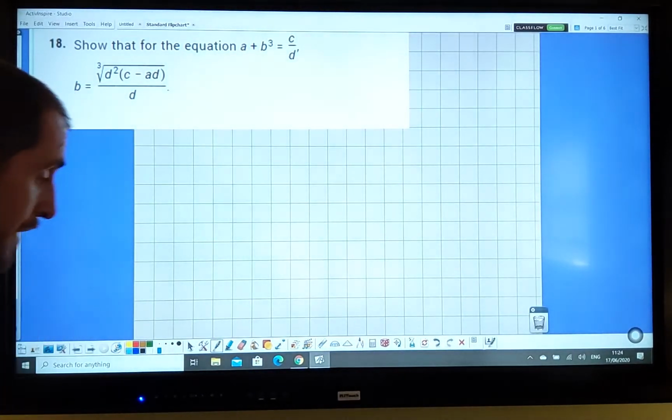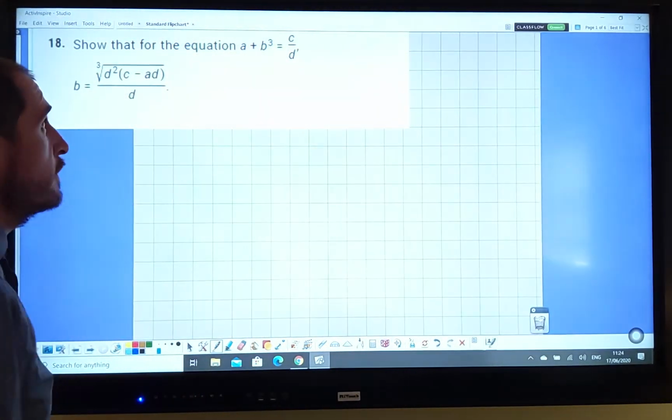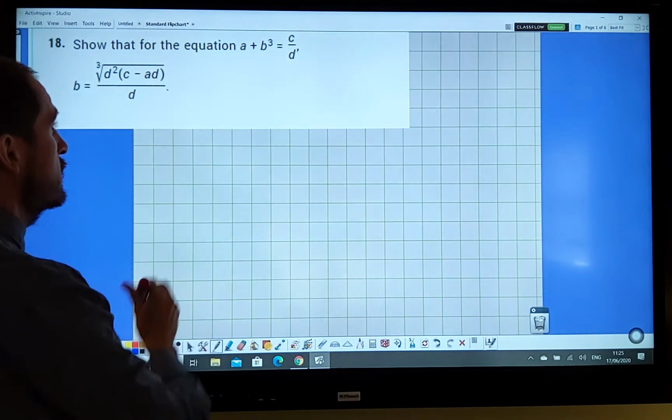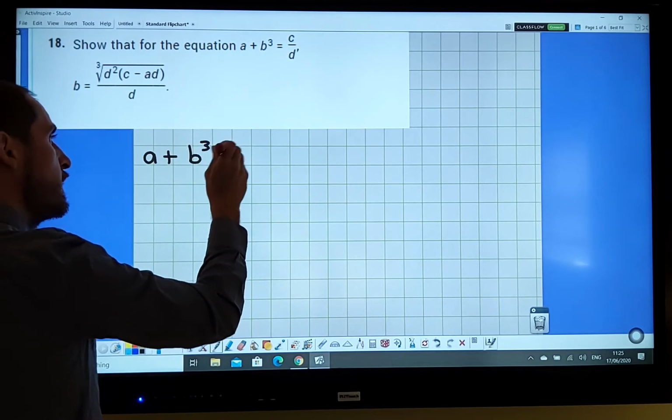Now one of the common mistakes, or it's not even a mistake, it's perfectly fine to do it, but it just makes life a lot more difficult for yourself. So you're going to write this, and what most people do is they'll take this and try to write it like this. So you start off and you've got your a plus b cubed, and that's equal to c over d.